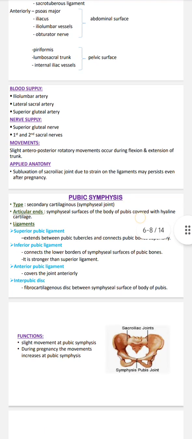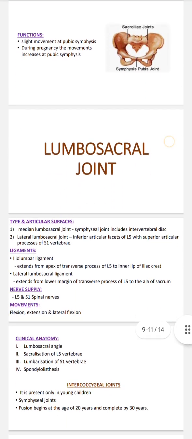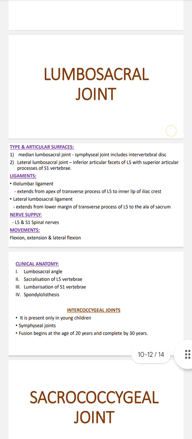So the functions of this pubic symphysis. A slight movement at the pubic symphysis occurs during pregnancy. The movements increase at the pubic symphysis. And the next one is the lumbosacral joint.